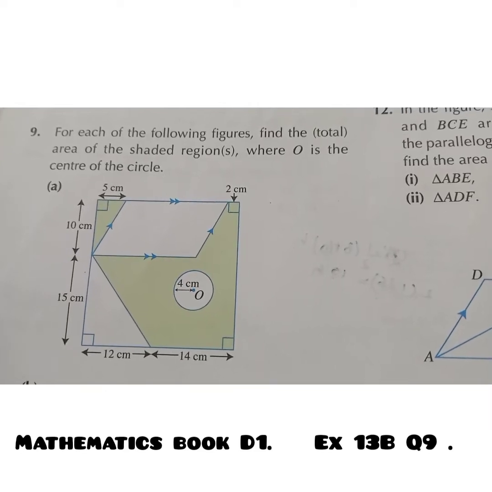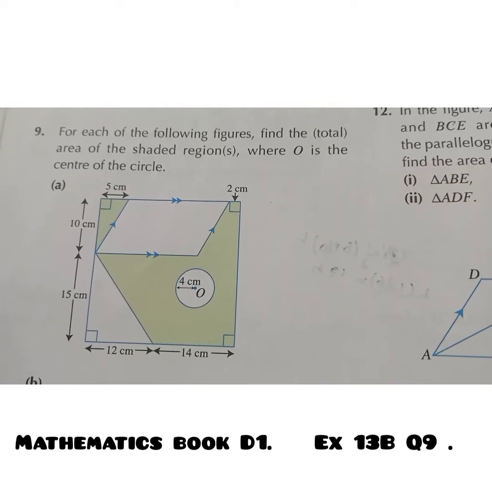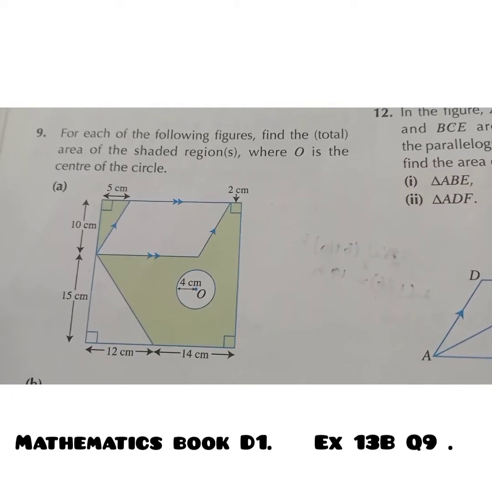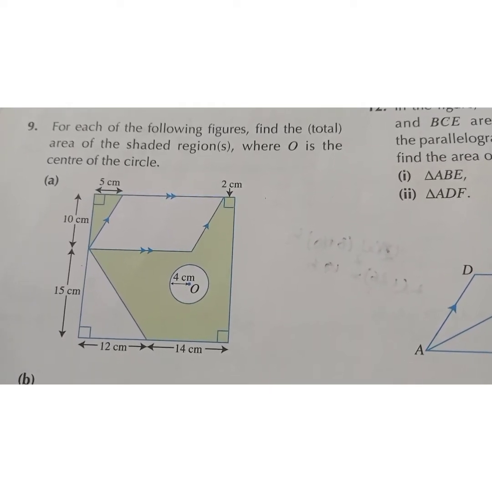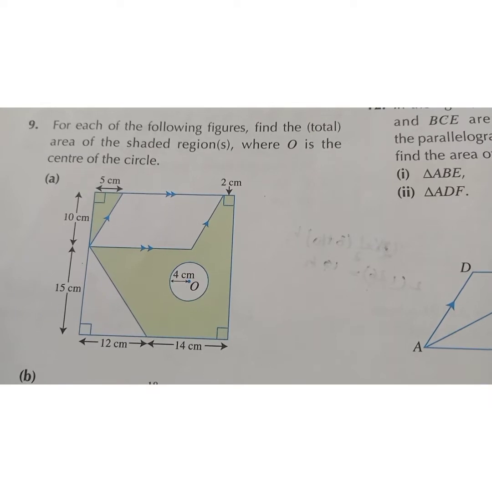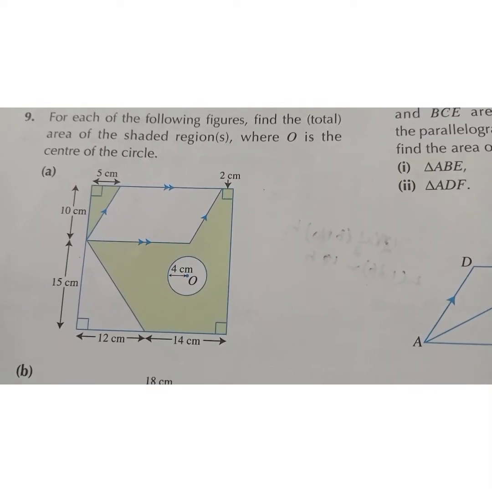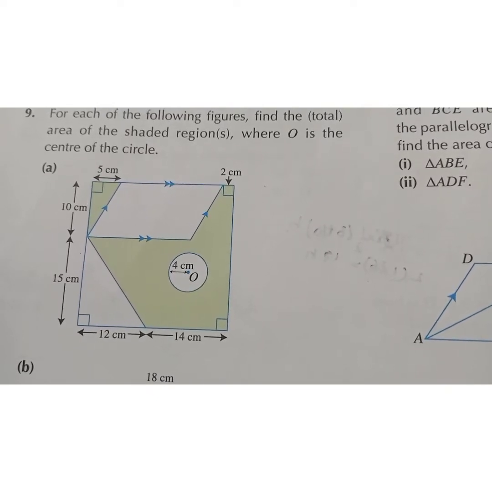Exercise 13b, question number 9, book D1. For this figure, find the area of the shaded region where O is the center of the circle. As you can see, this figure is actually a big rectangle in which there are three different 2D shapes. One is a triangle, the other is a circle, and the third is a parallelogram.